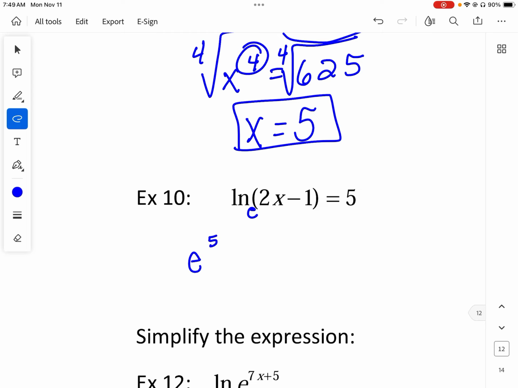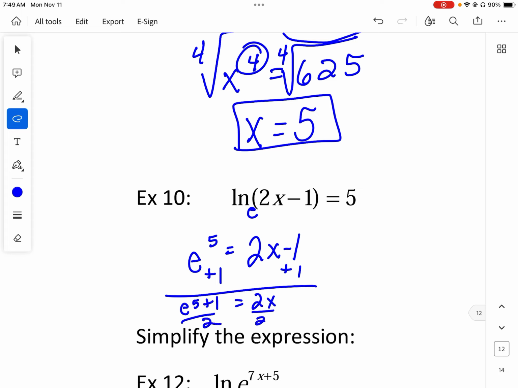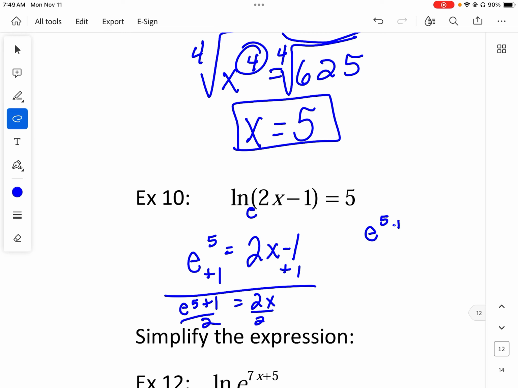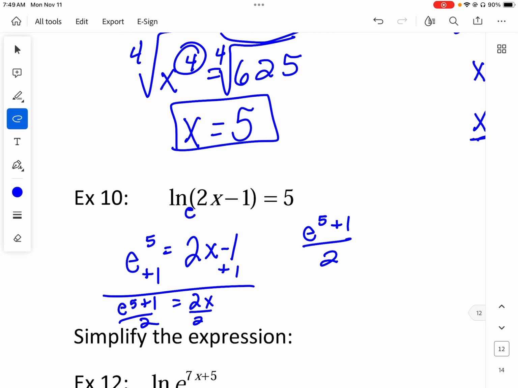So e to the 5th equals 2x minus 1. Then we would solve it. e to the 5th plus 1 equals 2x. Divide by 2, divide by 2. So x equals e to the 5 plus 1 over 2. Let's see what that gives you. We would put that in the calculator. I'm going to let you do that, but this is what I got. x equals 74.707.